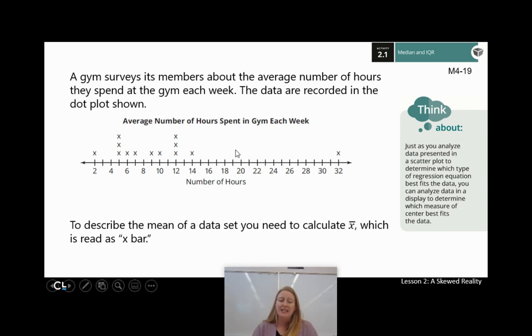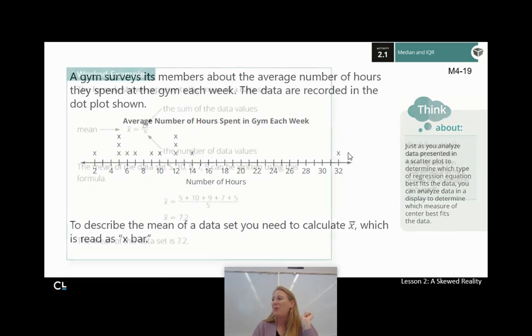To describe the mean of a data set, we're going to calculate this little guy, which we call X bar. I have this X with a little line on top of it. That is the mean. I'm going to make a quick note here: we know that mean means find the average, and whenever you see X bar, that means we're finding the mean. You know how to find the mean because you know how to find averages. You add them all up and divide by how many there are. I have some notation to help us out with that.